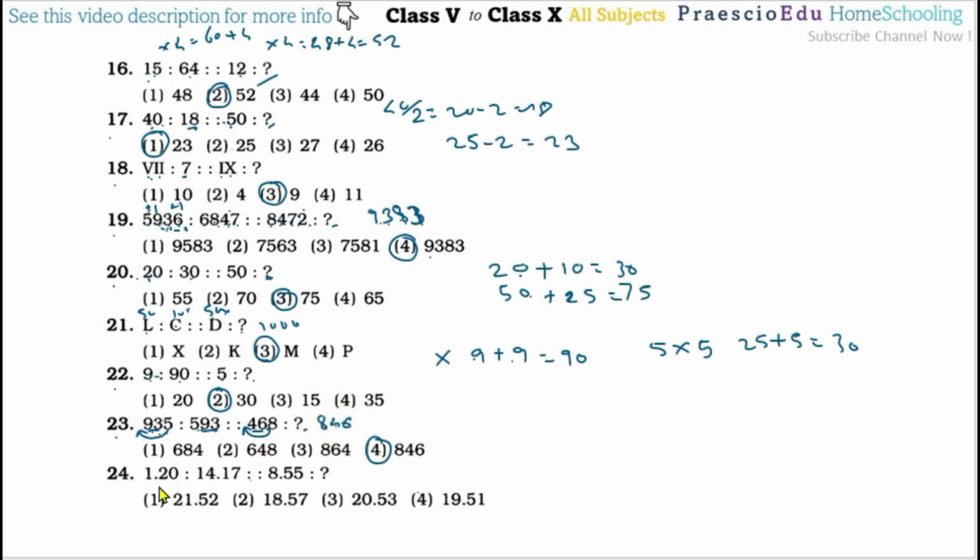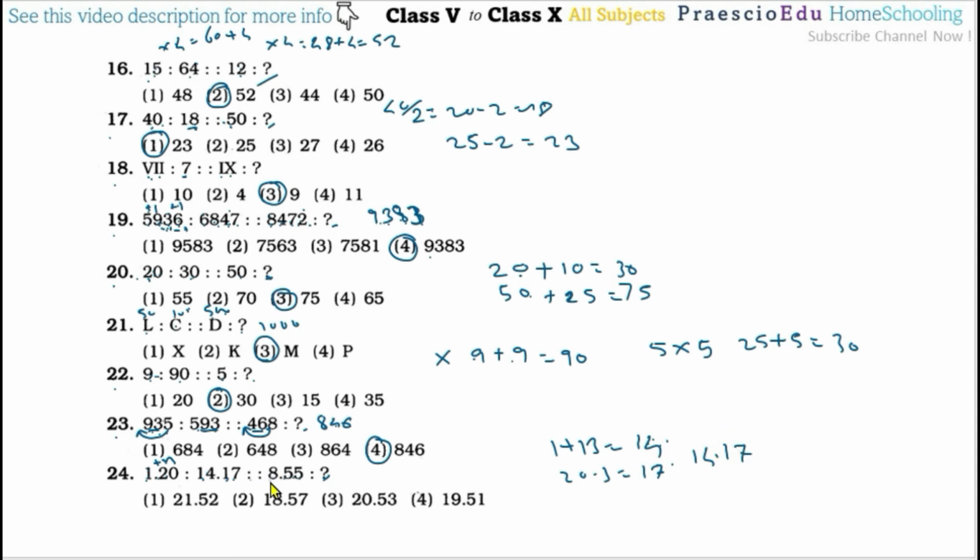Then question number 24, 1.20, then 14.17, then 8.55, then question mark. In the decimals, left side, so 1 and here the 14. So 1 plus 13, we are getting the 14. And then 20 and 17, here the difference is minus 3. So 20 minus 3 is 17. So this is 14.17, considering these two numbers, 14, then decimal point, and then 17.